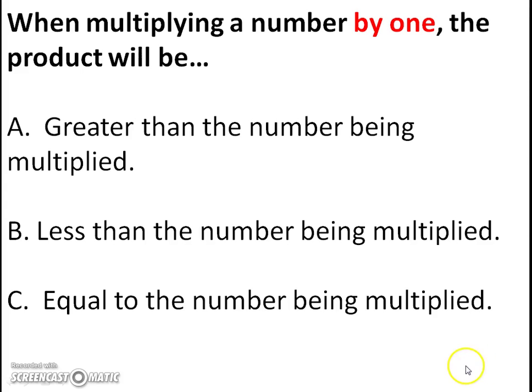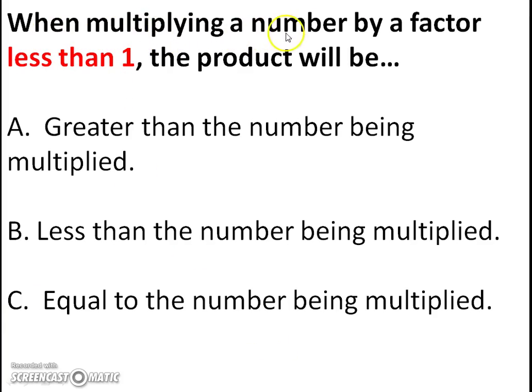When multiplying a number by 1, the product will be A, greater than the number being multiplied, B, less than the number being multiplied, or C, equal to the number being multiplied. The answer is equal. Multiplying by 1 means that your product will be equal to the number being multiplied.